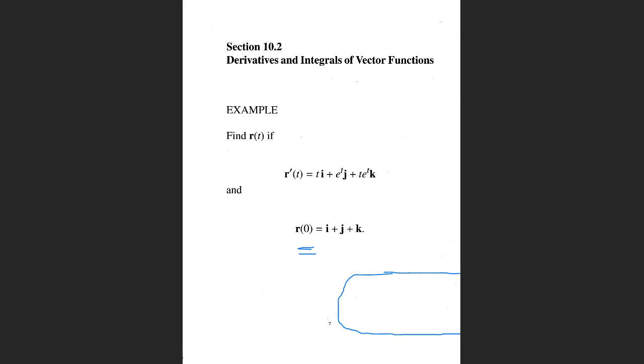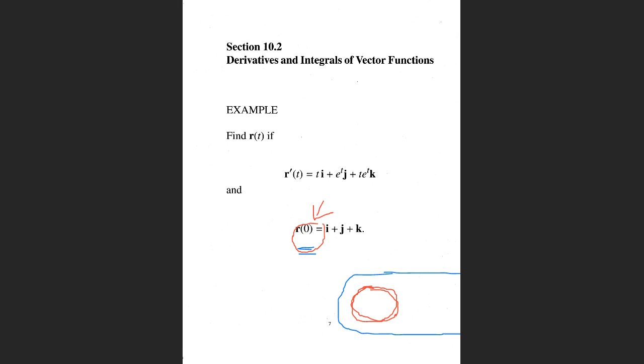So, okay, how would we get the position vector r of t from the derivative vector r prime of t? What do we have to do to this derivative vector r prime of t in order to find the position vector r of t? Integrate. That's right, Jamal. That's right, Eric. And that's what we're going to do.